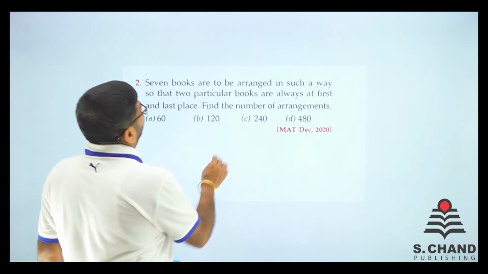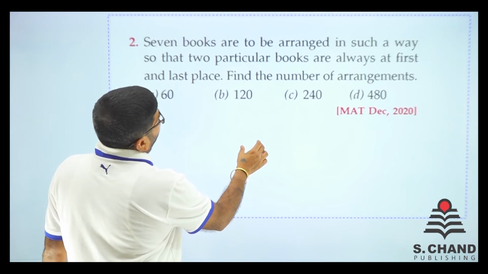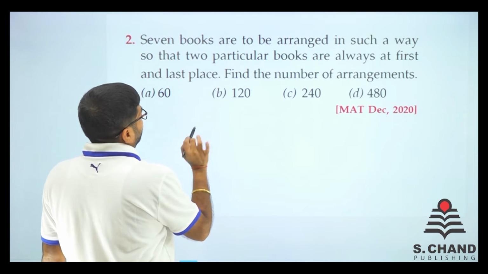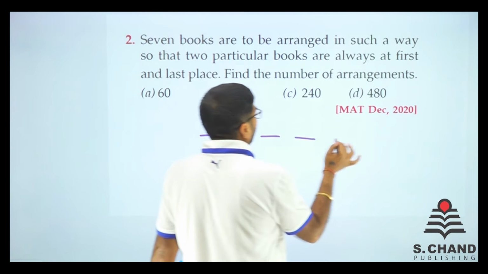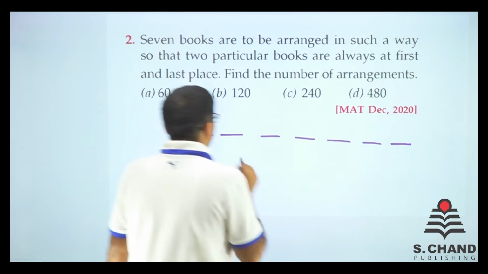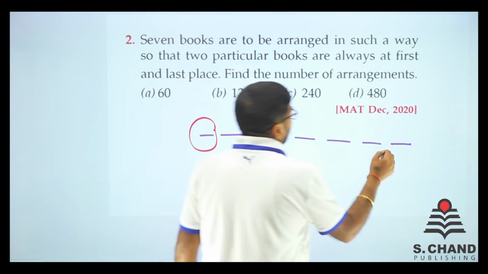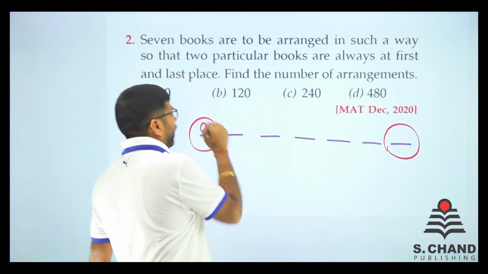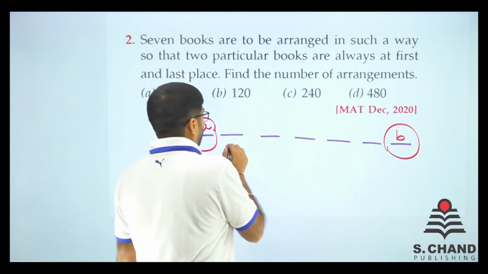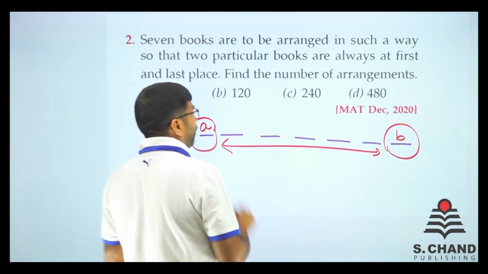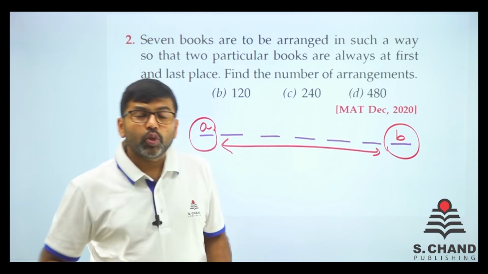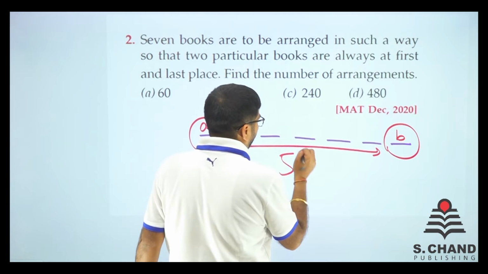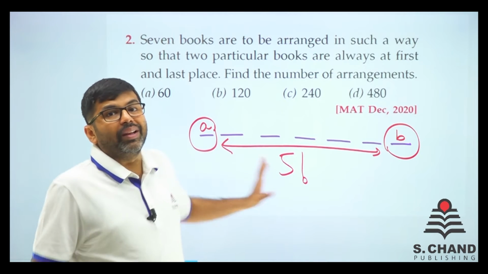7 books are to be arranged in such a way that 2 particular books are always at the first and last position. So 7 books are there: 1, 2, 3, 4, 5, 6, 7. One book and one book, 2 particular books are fixed here. Say for example, I put one here and one here. So in between, there are 5 books, and 5 books are to be arranged in a particular manner. The simplest formula is 5 factorial, right? So 5 factorial is the answer.